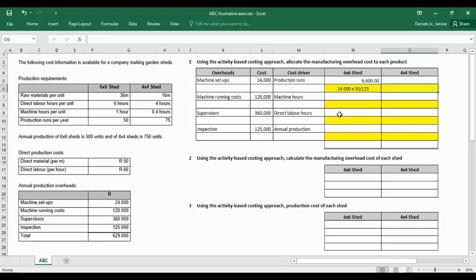And then for the 4x4 shed, it will be 24,000 times 75 divided by 125. Okay, always do a reasonability check. The 4x4 sheds must get more of the cost because there's more production runs making the 4x4 shed. So please always do a reasonability check before you continue.